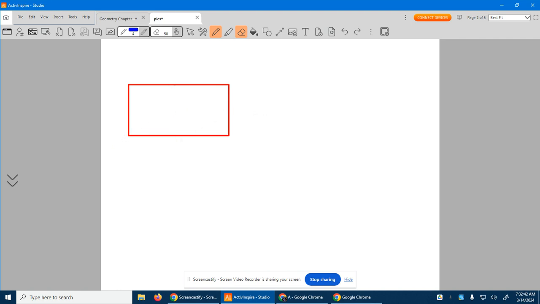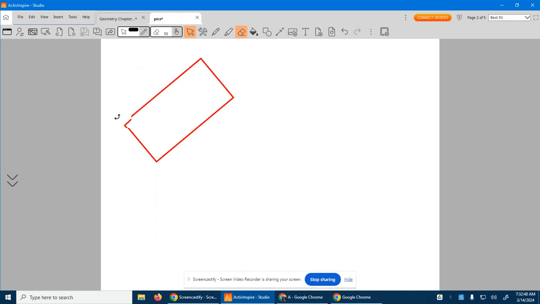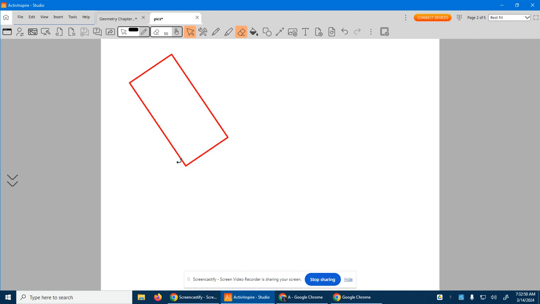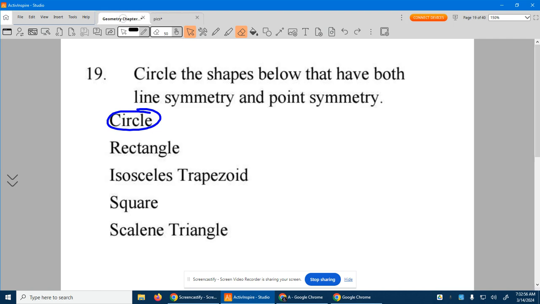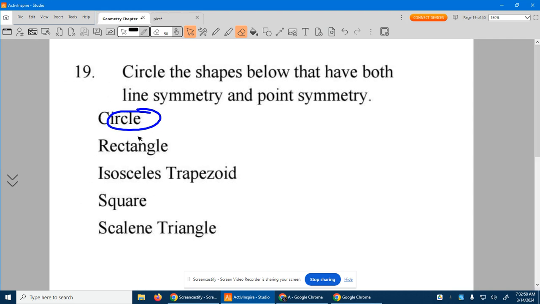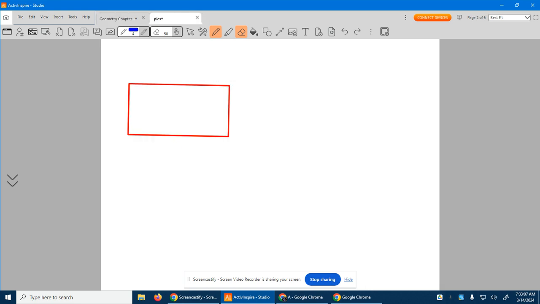Now, if we grab it, we're going to try and spin it. Does it land on itself? Not yet, not yet, not yet. But after 180 degrees, it is back on itself. So yes, the rectangle has both line and point symmetry.